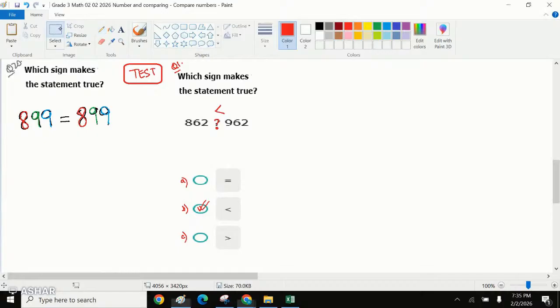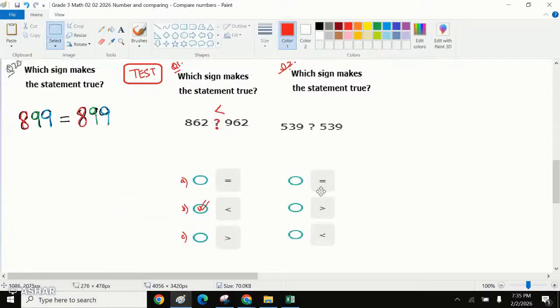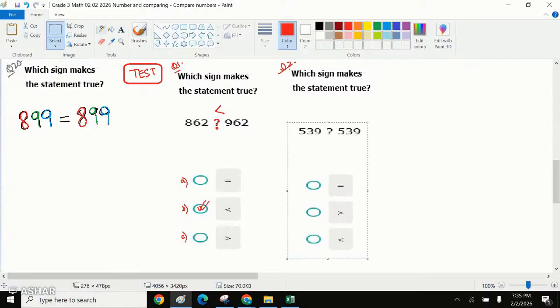Okay. Moving ahead to the next question. The next question says, sorry, let me just copy this. And the question number 2 says, which sign makes the statement true? For question number 2, the numbers given are 539 and 539. This is option A, B, and C. We need to find this sign.